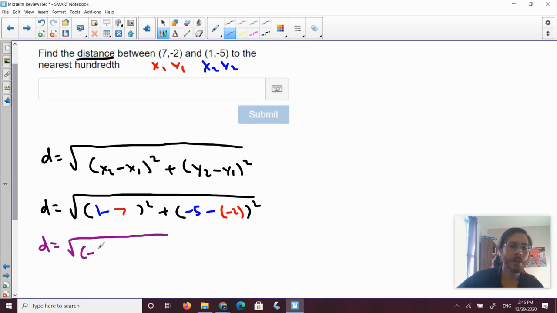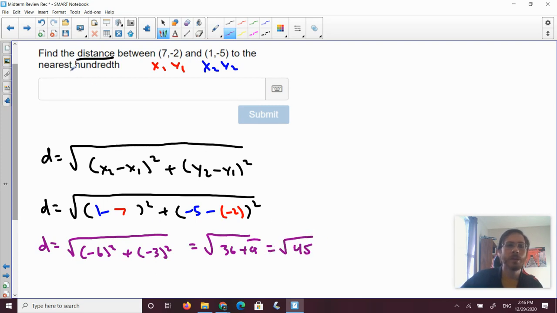1 minus 7 is -6 squared. So we got to do the parentheses first. -5 minus -2 is like -5 plus 2, so -3 squared. So that's like the square root of 36 plus 9, which is the square root of 45.